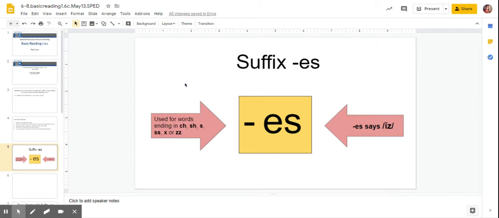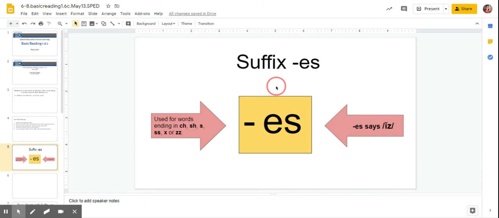So that's kind of just a rule to remember: if your word ends in any of these endings, then you would put the suffix es at the end of it. Now, the suffix es says "iz." So when we have our base word and then we add es, it says "iz."